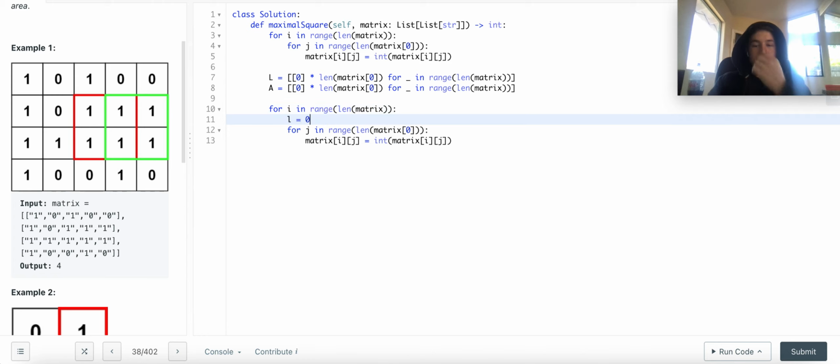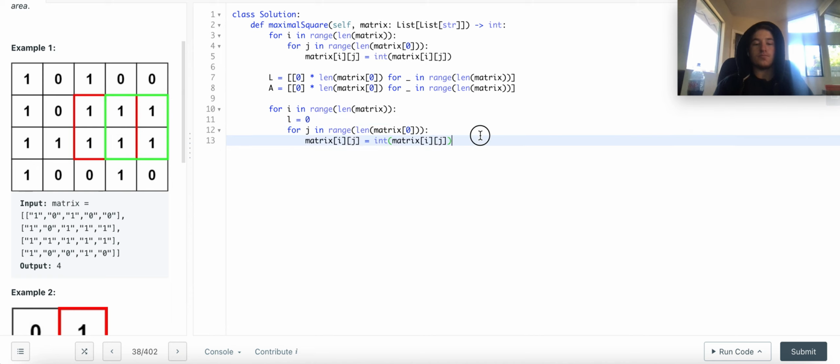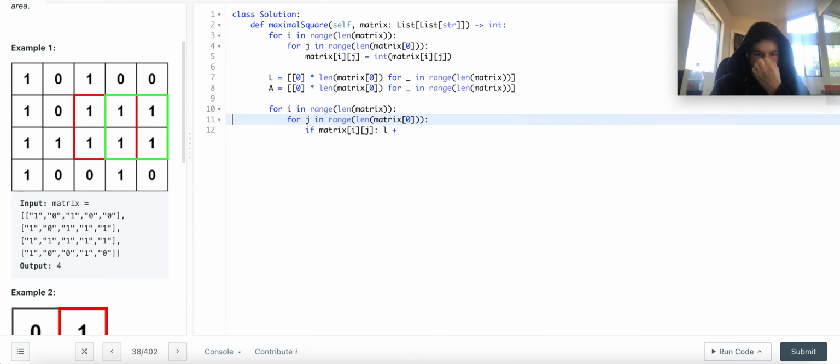We'll say to the left is 0, because every time you start a new row, it zeroes out, right? Because there's nothing to the left of this cell ever. So it's 0. Now, if the matrix at ij is 1, then left will plus equal 1. Or you don't even need to do that. You don't even need this left idea.